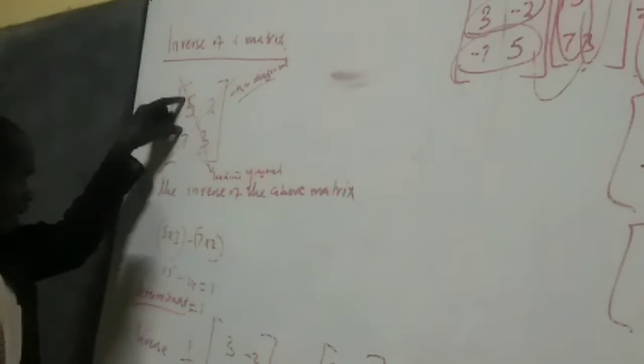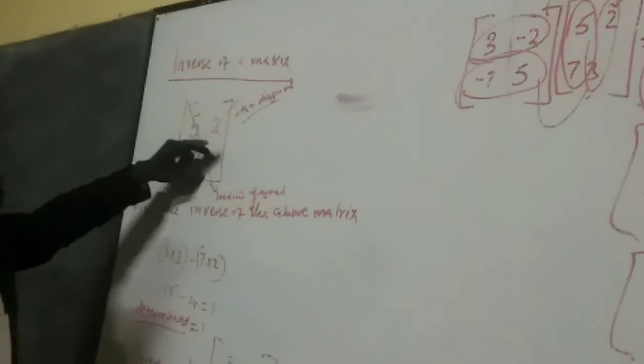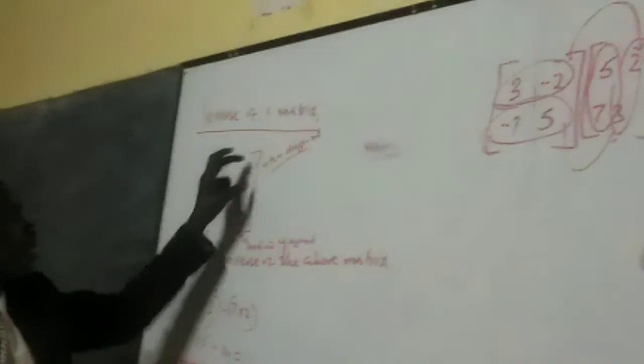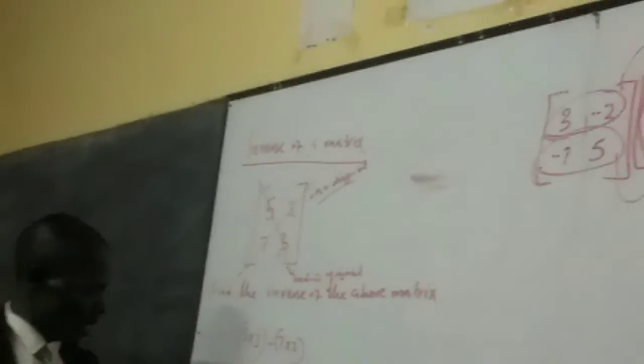Briefly, what have we done? We had a matrix here that is 5, 2, 7, 3, and we're supposed to get the inverse. So we say the first step is to get the determinant of that matrix. And the determinant is the product of elements in the leading diagonal, you subtract the product of elements in the other diagonal. That one gave us 1.